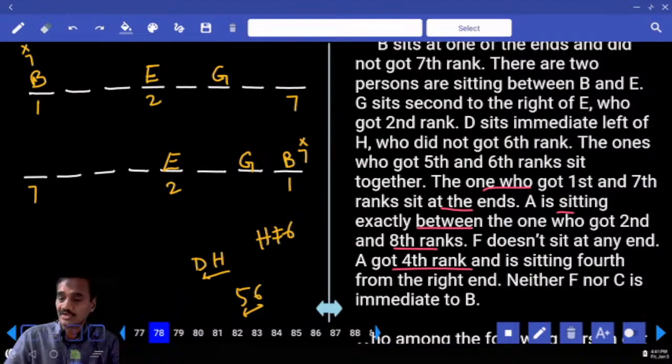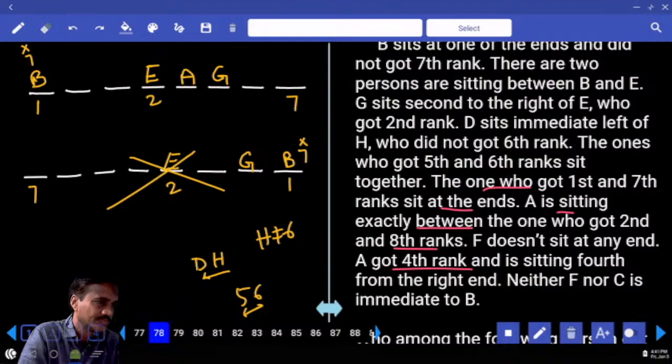Now A got 4th rank and is sitting 4th from the right hand. 1, 2, 3, 4. A could not. Clear? Now A is at this place. A is 4th from the right hand. This case is not possible. Then what is the rank of A? A got 4th rank. Now this person is exactly between 2 and 8.